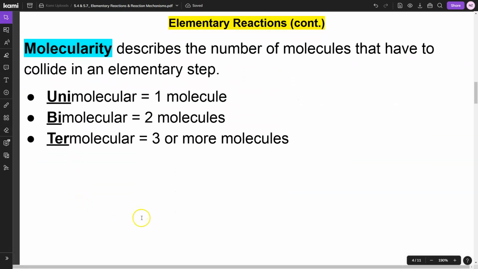All right, molecularity describes the number of molecules that have to collide in an elementary step. So unimolecular, you have 1 molecule. Bimolecular, you have 2 molecules. Termolecular would be 3 or more molecules. So unimolecular would essentially just be decomposition because it is breaking apart.